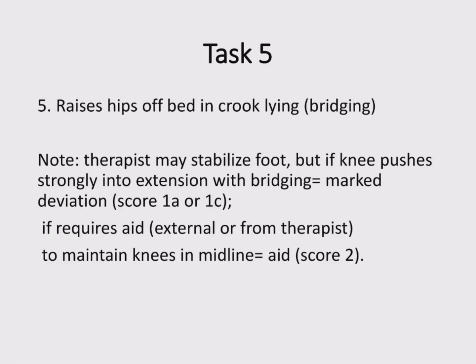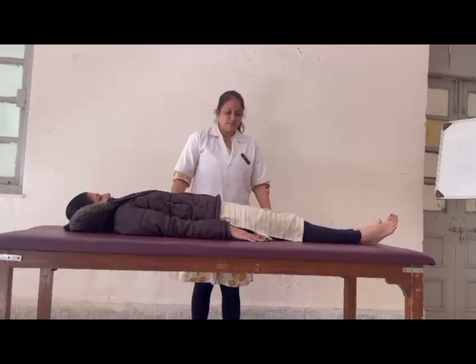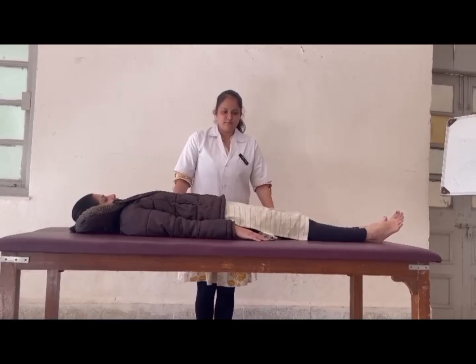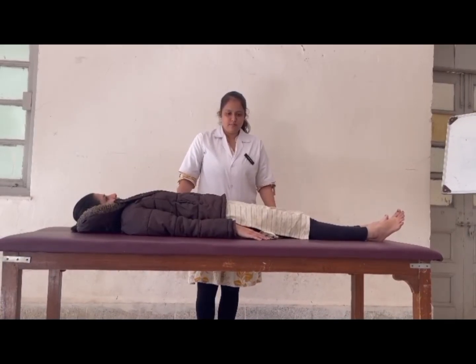Task 5: Raises hips off bed in crook lying, also known as bridging. Note: the therapist may stabilize the foot, but if the knee pushes strongly into extension with bridging, this is equal to marked deviation and a score of 1A or 1C is given. If the patient requires an external aid or the therapist to maintain the knees in midline, then a score of 2 is given. Ask the patient: please lift your hips as high as you can.